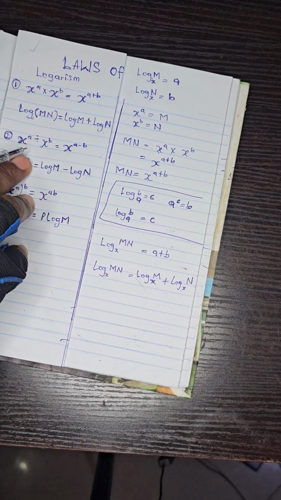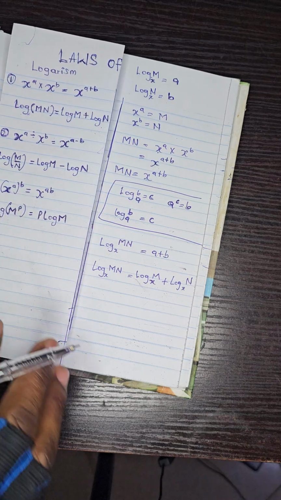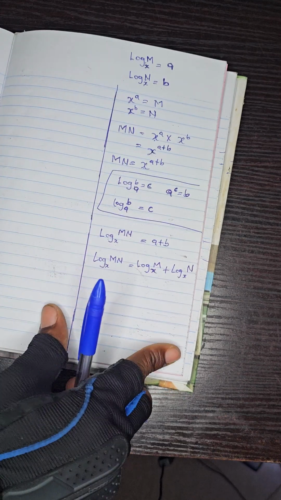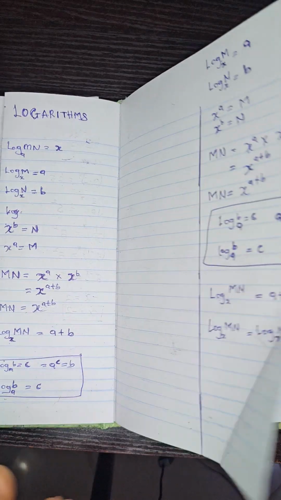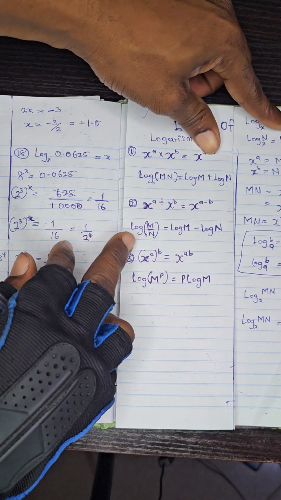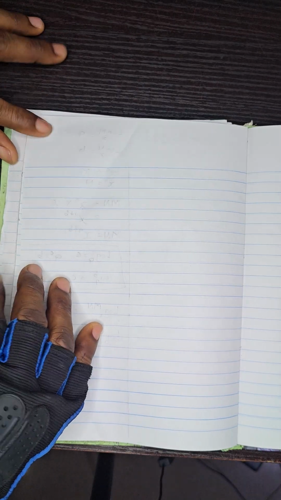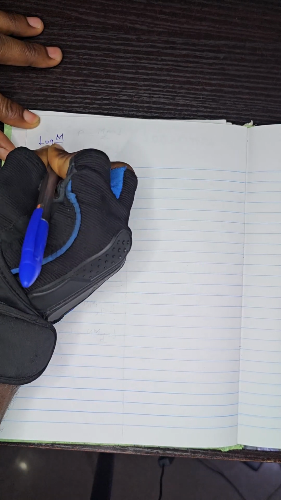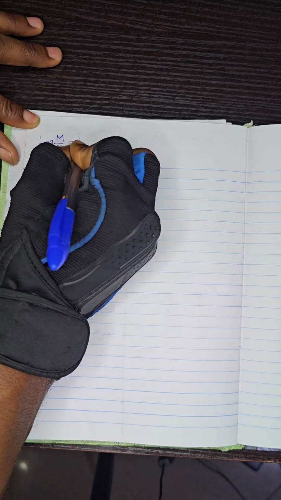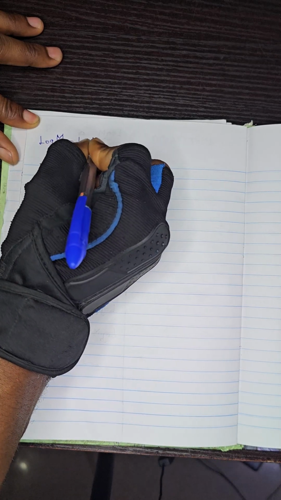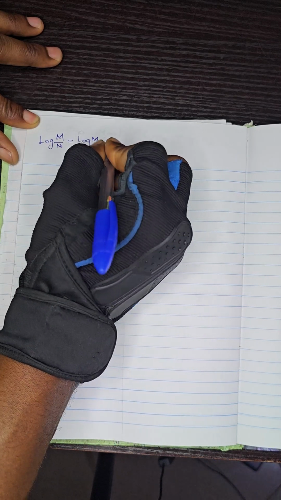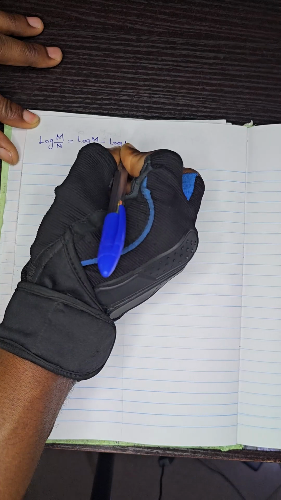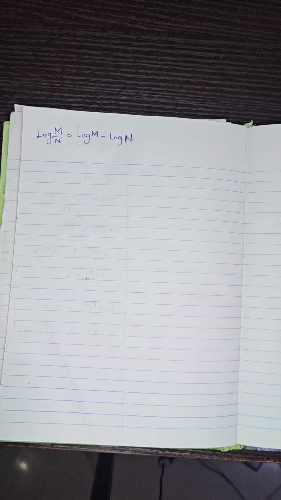We can also use the same method to prove the second law and the third law. So let's go to prove the second law. The second law says that log m over n is equal to log m minus log n. Exactly what we did in the first one.